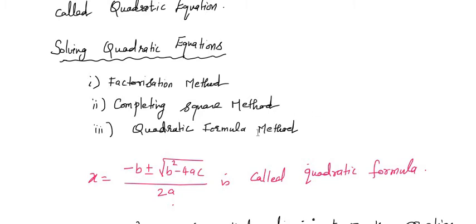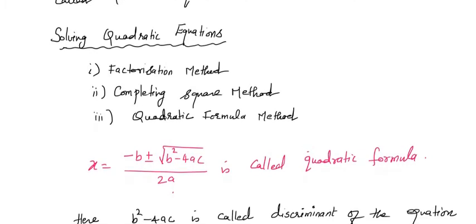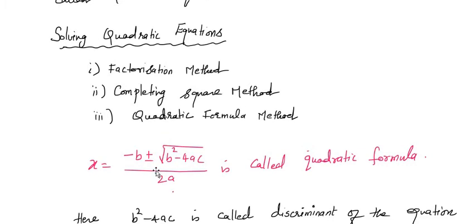Next is the quadratic formula method. What is that quadratic formula method? You might have learned this formula. x is equal to minus b plus or minus root of b square minus 4ac, whole divided by 2a.